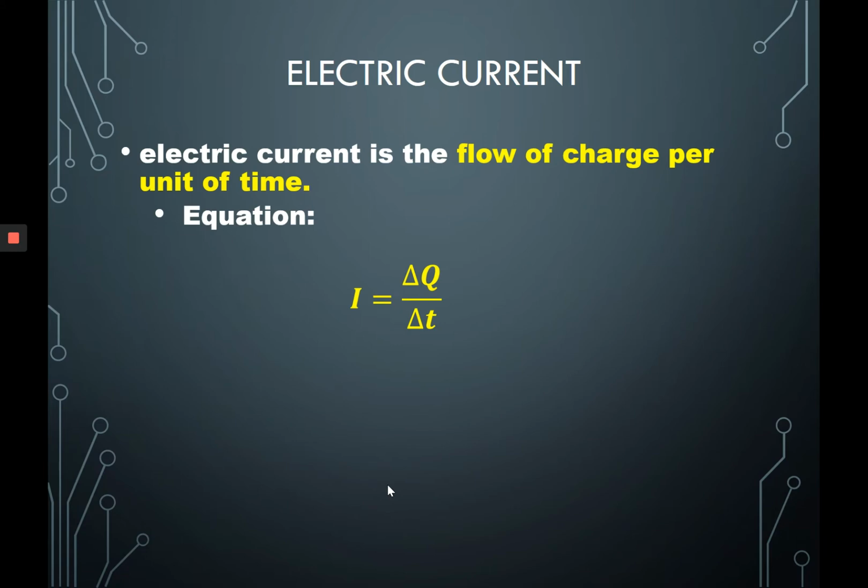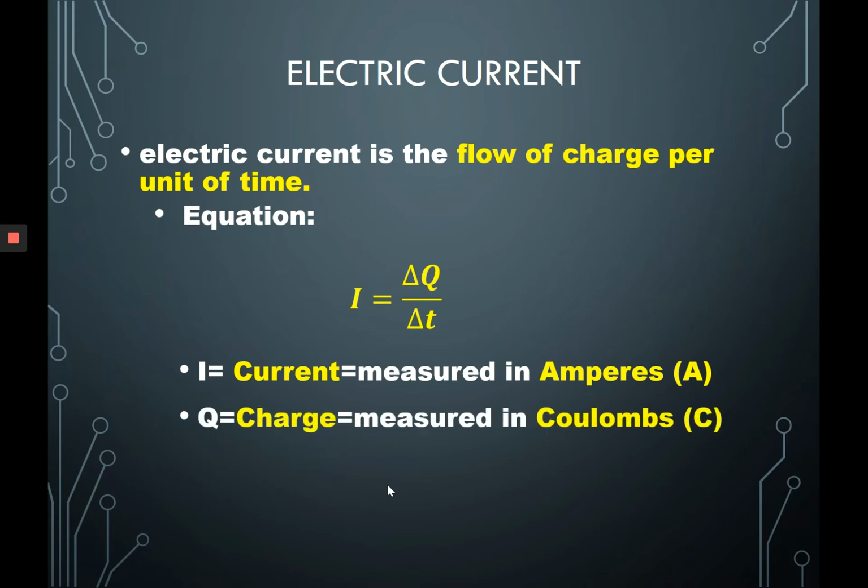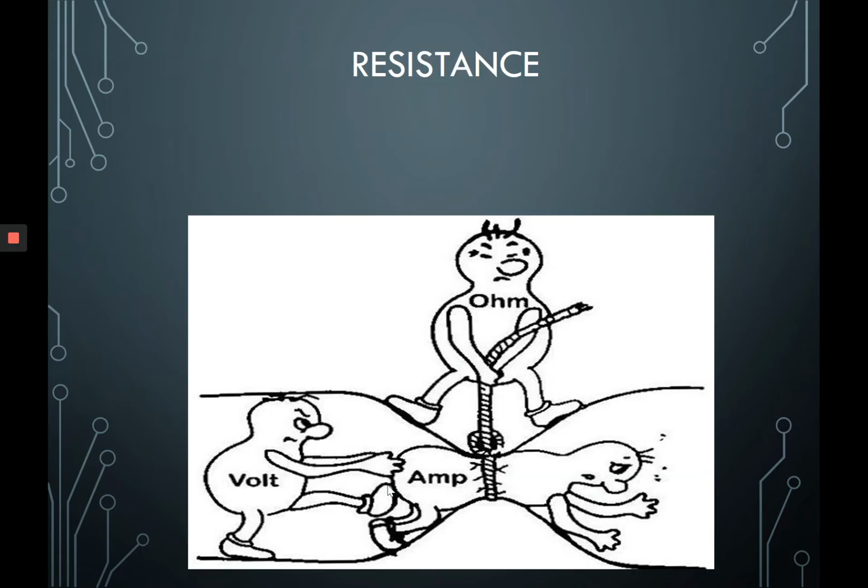So current is the amount of charges that pass through a point in a certain amount of time. Current is represented by the symbol I, and it's measured in A for amperes. I is for current. In an equation, it's the symbol in the equation, and the unit is A for amperes. Now, Q is for charge, and it's measured in C for coulombs. T is for time, and it's going to be measured in S for seconds.